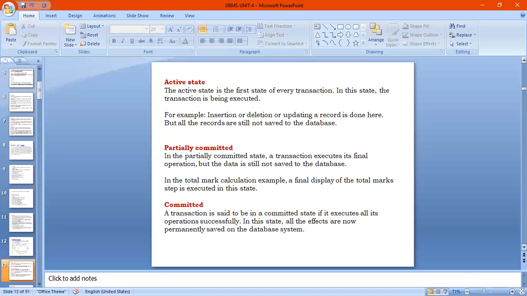Next, the committed state. A transaction is said to be in the committed state if it executes all its operations successfully. In this state, all the effects are now permanently saved in the database.